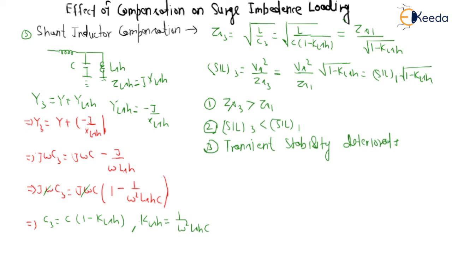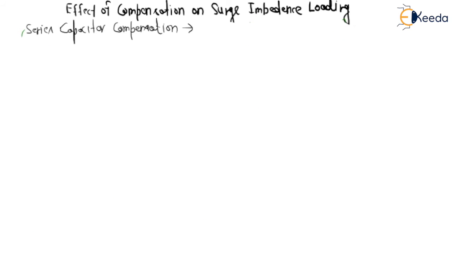So now we are going to study series capacitor compensation. This is system L, this is the compensating device CSE, and this is the system C. So we will now improve in Z. So Z4 will be equal to Z of L plus Z of CSE. So Z4 means jωL4 is equal to jωL minus jXCSE, means 1 upon ω CSE.